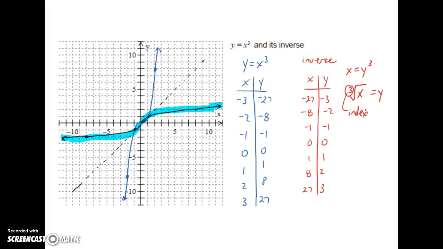And if we don't write an index, we assume it's a square root. Otherwise, if we want a cube root or a 4th root, we write the number there. We can also write that as y equals x to the 1/3 power. Y equals x to the 1/3 is the same as saying y equals the cube root of x, and all that means is we're looking at that entire graph.